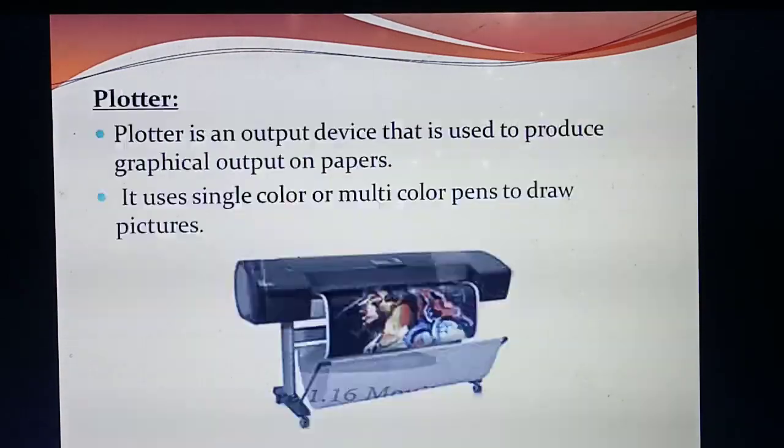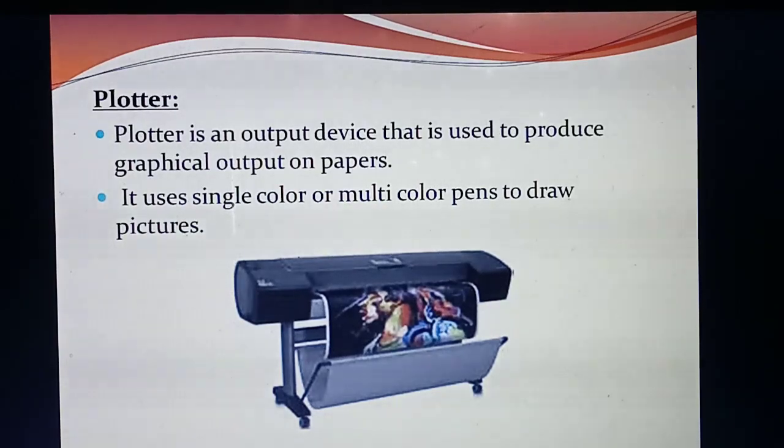Understood? The next output device is the plotter. You might have seen this also. The plotter is mainly used to produce graphical output on paper. It is mainly used to print flex. In marriage houses or any functions you might have seen a lot of flex banners, isn't it? That device is called a plotter. A plotter is an output device mainly used to print graphical things on any kind of paper.